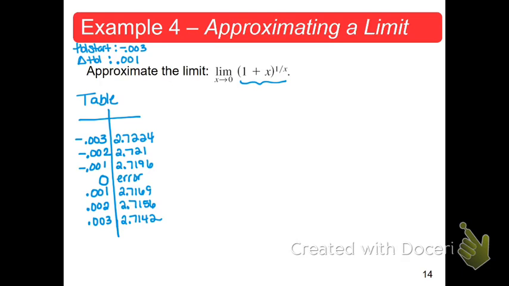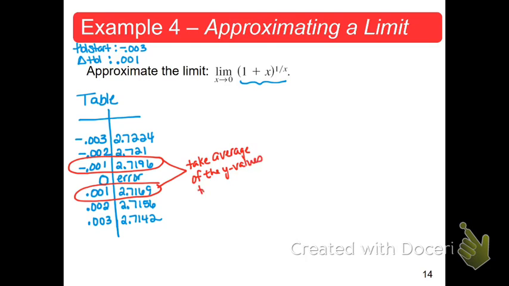All right, so what I want you to do then is remember the limit. Is that dealing with the x or the y values? The actual answer of our limit. It's my y values. So we're going to take the average of the y values to approximate the limit.